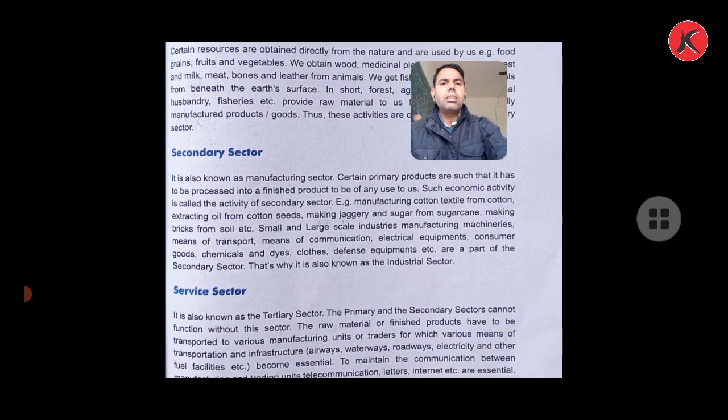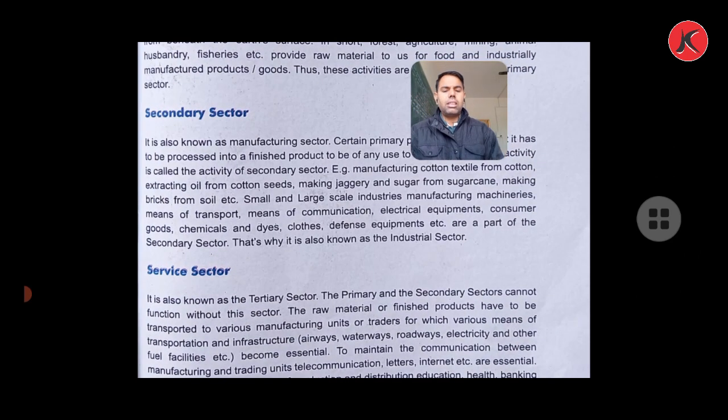After that, the secondary sector is also known as the manufacturing sector. Certain primary products have to be processed into finished products to be of any use to us. Such economic activity is called an activity of the secondary sector. So students, the primary things we get from nature, and after that we polish them or manufacture new things, and that becomes the secondary sector.